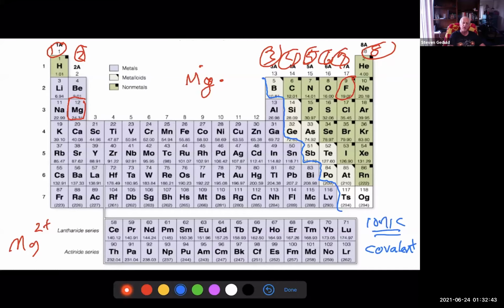We're going to deal with ionic compounds first. Ionic compounds have a charge, and that charge has to balance. Okay, so there's your ionic and covalent, and there's your dividing line. So let's leave that.